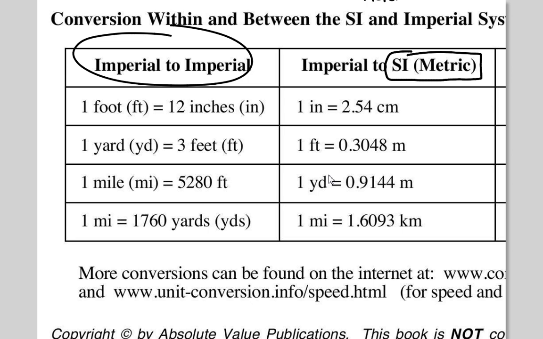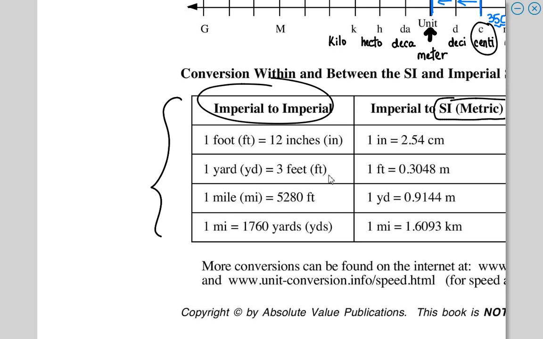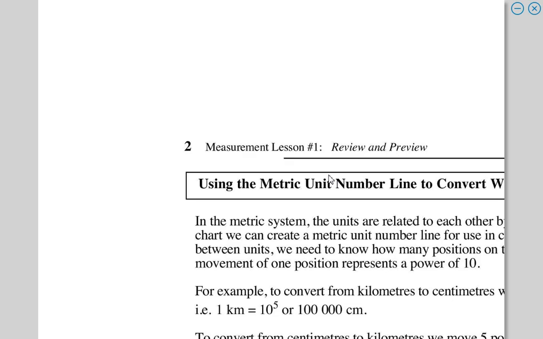So these on your chart, we'll use proportions for these, whereas with metric, we just use that number line. With the imperial stuff, we'll use proportions. So you can cross multiply, divide, or you can do the unit analysis. You might have learned that in science class. When we do some class examples, you'll see how that works.